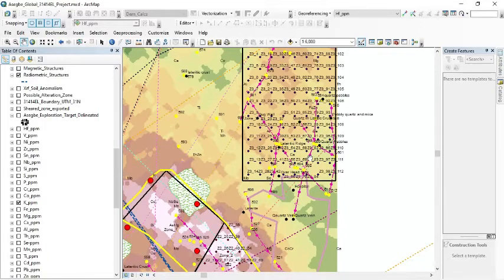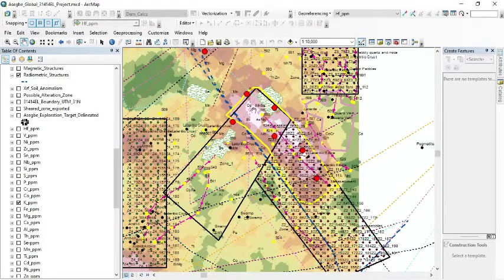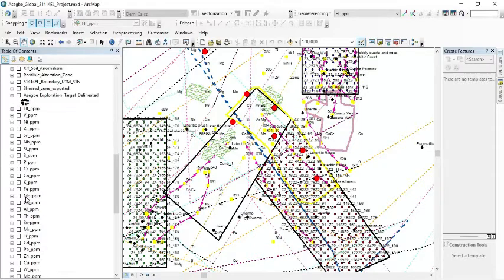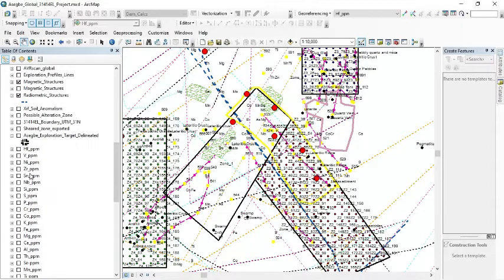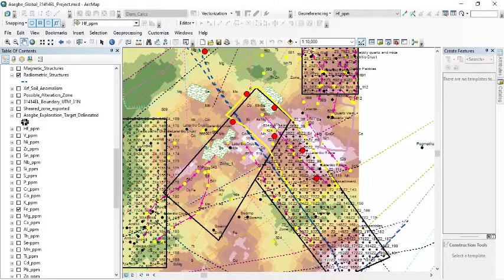Let's look at our data here. You see where the issue is. There's potassium enrichment here, which is associated with this structure. Then we want to compare our iron, and we'll see also there's some coincidence of iron around here too.